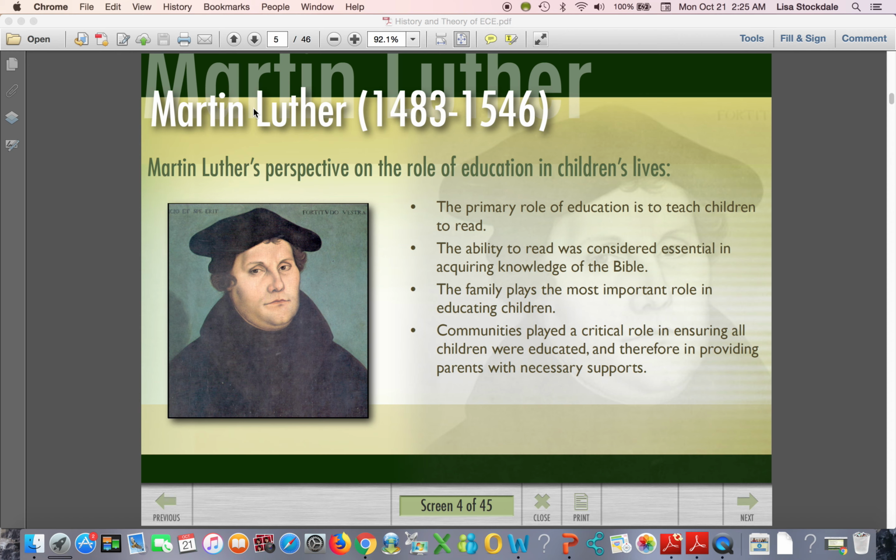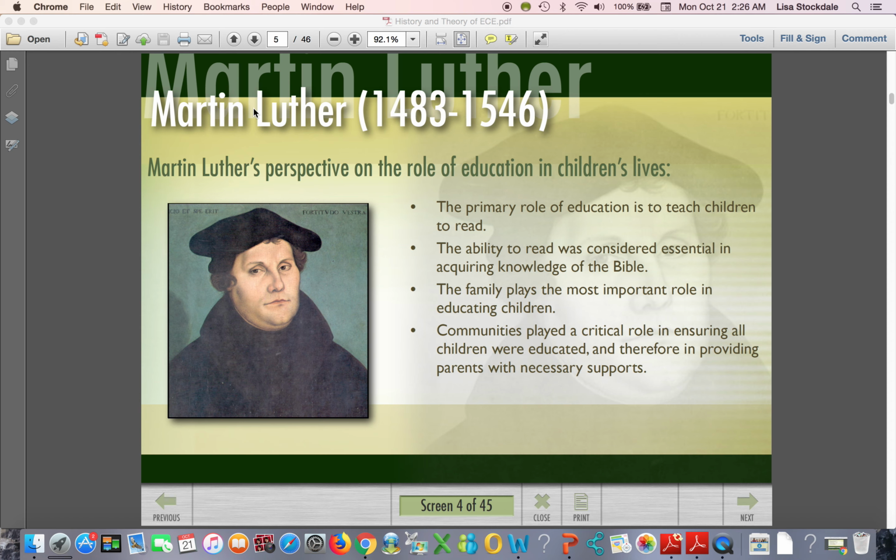Now, Martin Luther was mentioned very briefly in your text, and Martin Luther was a German professor of theology. He was a composer, a priest, and a significant figure during the Protestant Reformation, but he rejected several of the teachings and the practices of the Roman Catholic Church. He was a catalyst in the 16th century for the Protestant Reformation.